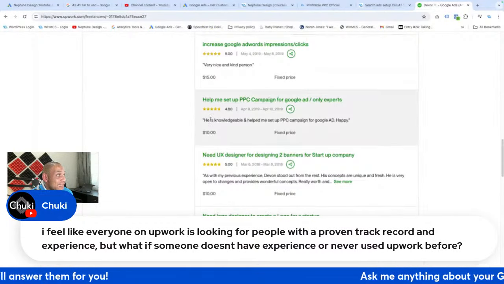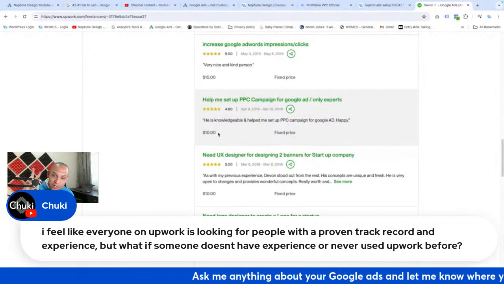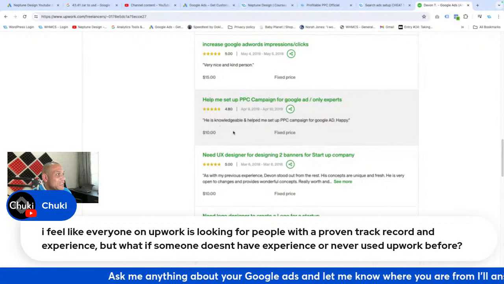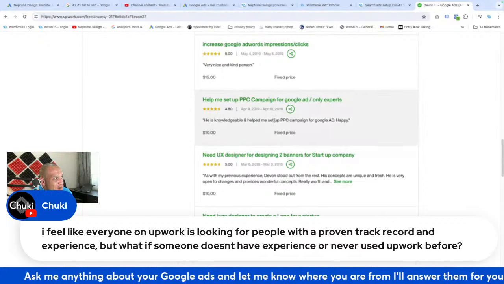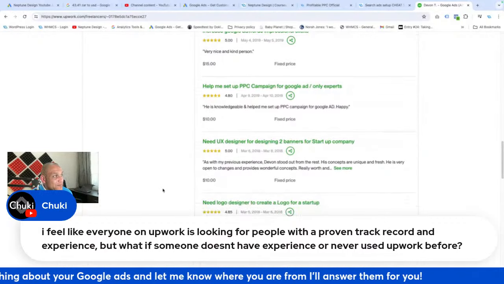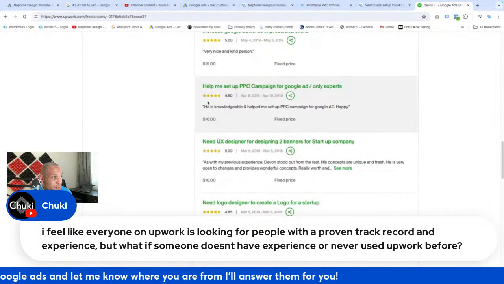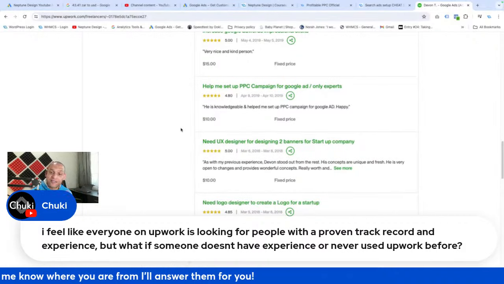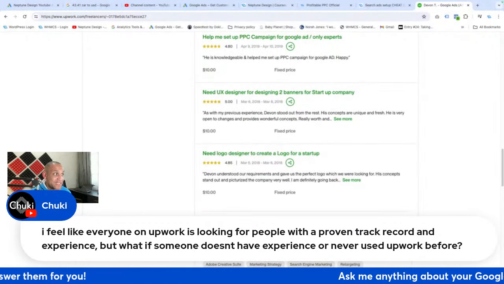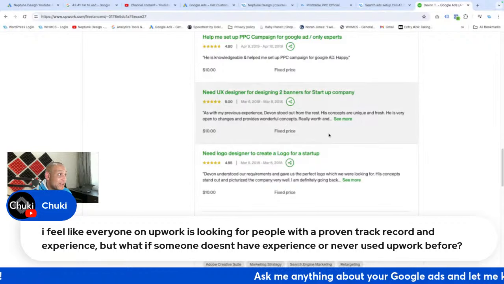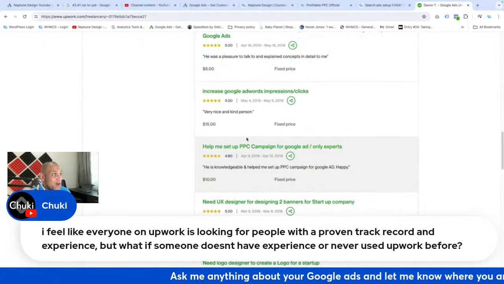Then I set up a PPC campaign. Can you believe it? Devin Thomas, Google Ads expert in 2019, I set up a Google Ads campaign for $10. What these 3 reviews allowed me to do was to get the track record, to get the experience. Remember, before this, I had 0 experience on Upwork, right? So look what happens now.